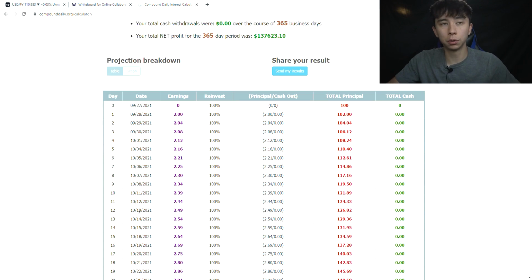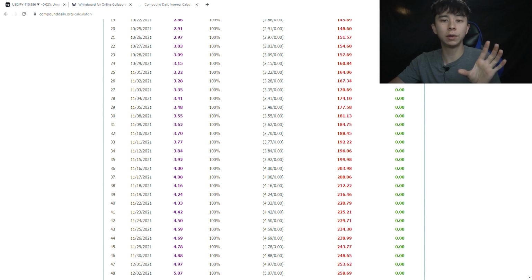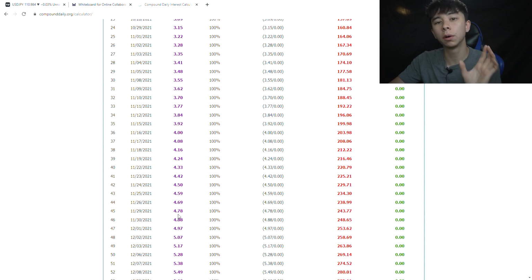So if we scroll down, it will actually show you every single day how much you'll make. So the first day you'll obviously be put at $102, you'll make $2 in earnings. And every day you're getting an extra 2% on the money that you've already put back in to reinvest. So as long as you keep your money in the account and you make 2% on how much you have, you'll make almost $140,000 within a year of trading.